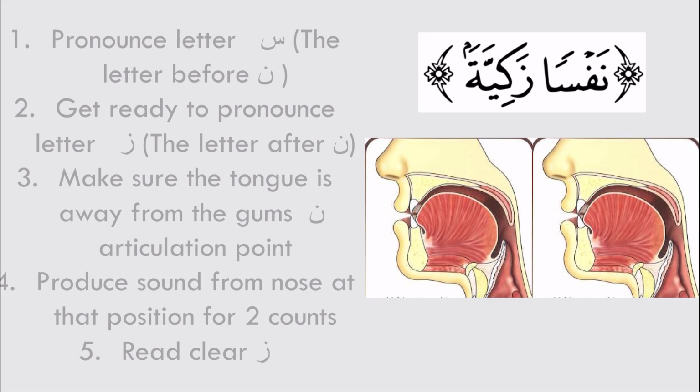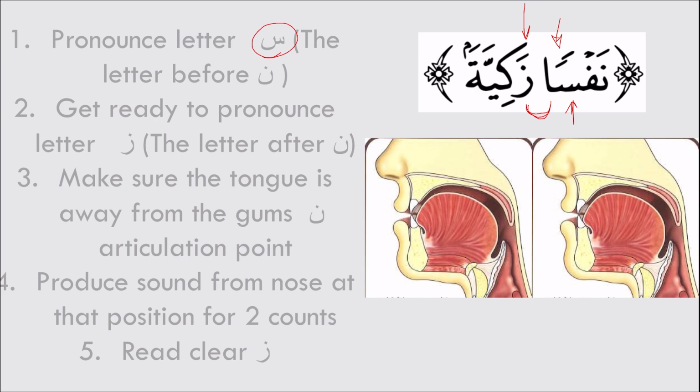Okay, so for the first probability we mentioned, we are going to practice Ikhfaa with the tanween, means between two words. The three elements that we need to look at are the letter before the tanween, which is the sin sound, then the tanween itself, and then letter Zaa after that. So what we are going to do is move from the sin articulation point, the letter before letter noon or tanween, then get ready to read letter Zaa, keeping the tip of the tongue away from the noon articulation point and closer to the letter Zaa. Keep this position for 2 counts, then go to the next letter, which is letter Zaa. It will be nafsanz, nafsanz.